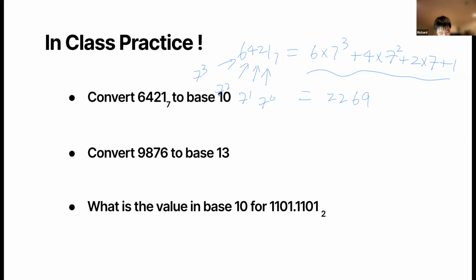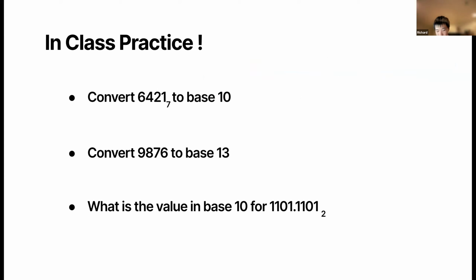Okay, so if you don't understand this, let's go back to the basics. When we have 123, just a regular number, we can rewrite this as 1 times 100 plus 2 times 10 plus 3 times 1, right? We all know this. So actually, this is 1 times 10 to the power of 2 plus 2 times 10 to the power of 1 plus 3 times 10 to the power of 0.